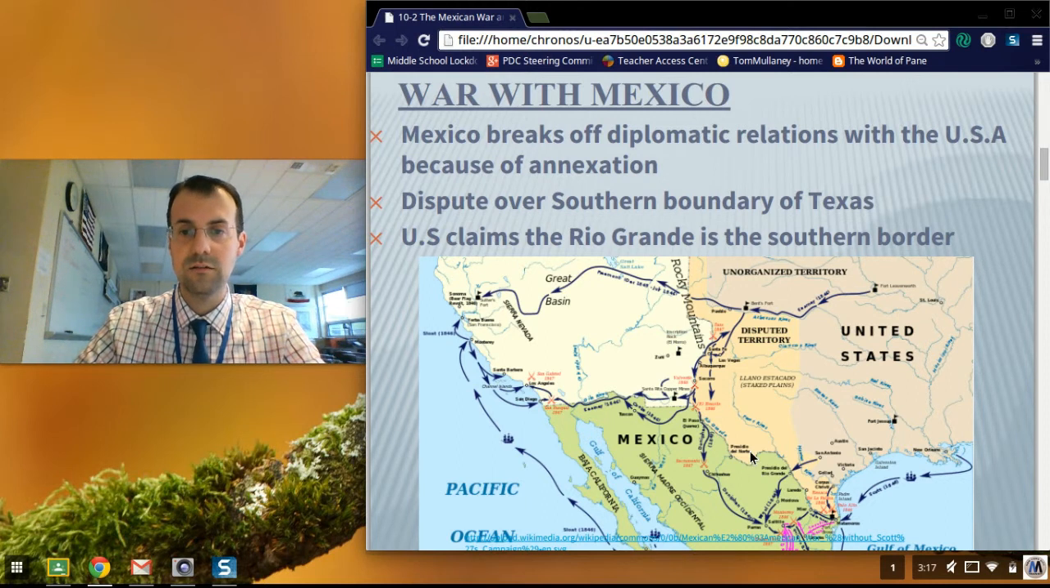There's also a dispute about the southern boundary of Texas. This here is the Rio Grande. That's what the United States says is the southern boundary. This here is the Nueces. This means this land right here would still be part of Mexico if it's the Nueces, which Mexico is claiming. All right, the U.S. claims it's the Rio Grande.